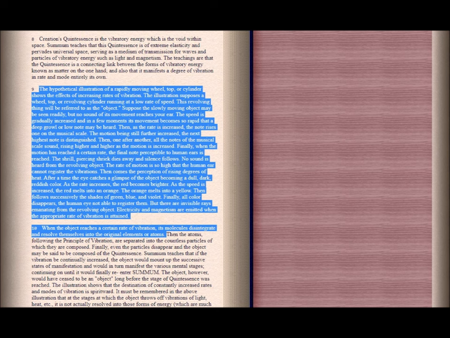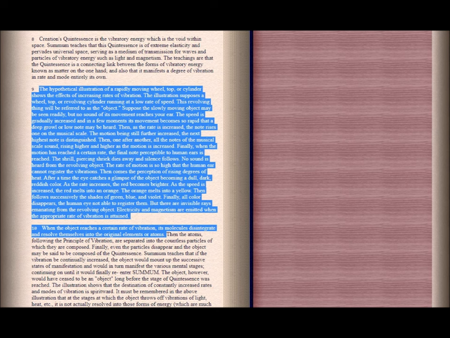It gives a thought experiment involving an increasingly fast spinning object. The hypothetical concept of a rapidly moving wheel, top, or cylinder shows the effects of increasing rates of vibration. The concept supposes a wheel, top, or revolving cylinder running at a very low speed. This revolving thing will be referred to as the object. Suppose that slowly moving object may be seen readily, but no sound of its movement reaches your ear. The speed is gradually increased, and in a few moments its movement becomes so rapid that a deep growl or low note may be heard.